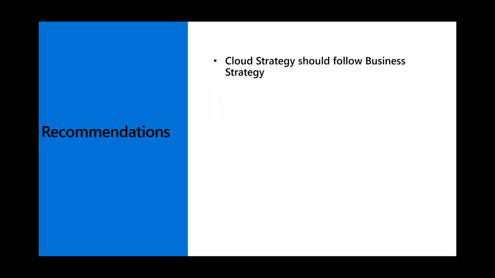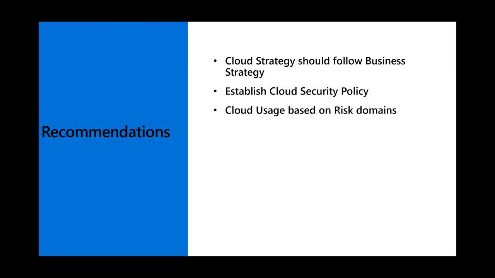So let me wrap up with some recommendations. Cloud strategy should follow the business strategy. We are not living in a different era. We're not living in a different place. We are following the business strategy. We need to enable them to deliver what they need to do. You need to establish a cloud security policy. I can find a lot of organizations that have the information security policy, all kinds of policies to think about. But when someone, for example, asks, do you have a cloud security policy? That's a problem. The cloud usage should be based on risk domains. Remember the risk assessments, how I should assess the risk? Think about it differently. Why would I be able to exit the cloud? So think about the cloud based on risk domains.